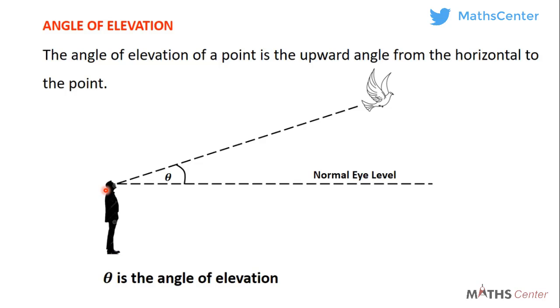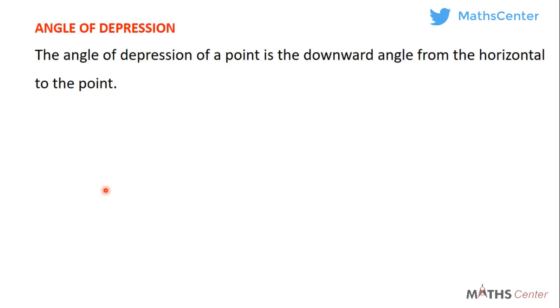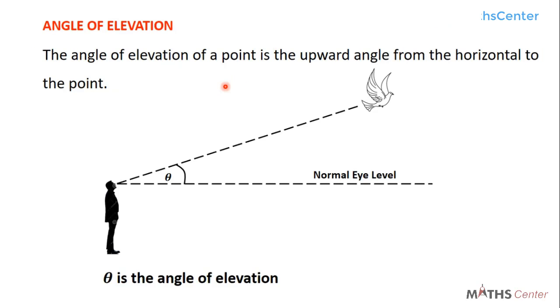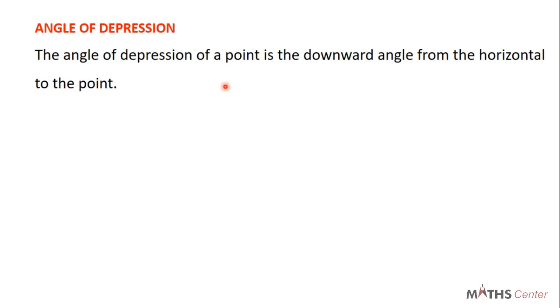Let's consider the angle of depression. We learned that the angle of elevation of a point is the upward angle. The angle of depression, on the other hand, is the downward angle from the horizontal to the point. The angle of depression of a point is the downward angle from the horizontal to the point. Let's illustrate this with another example.